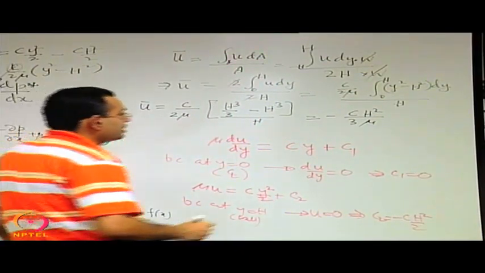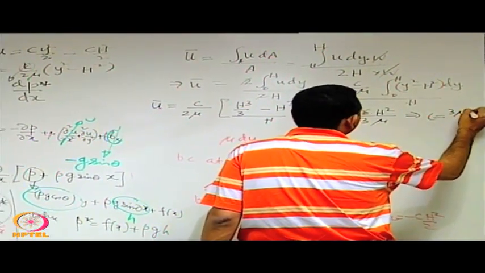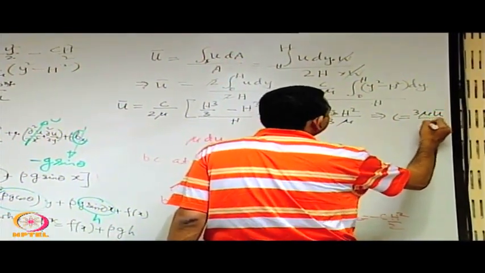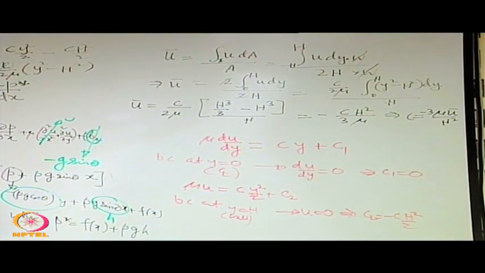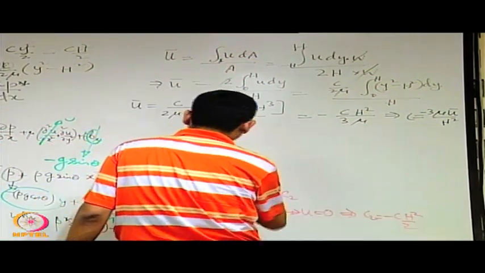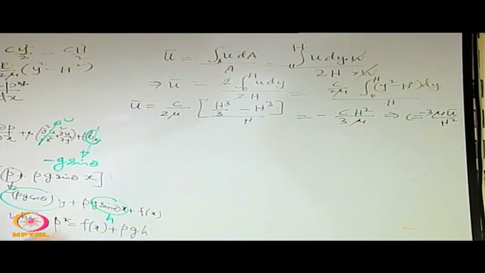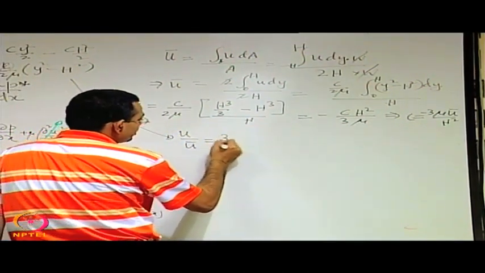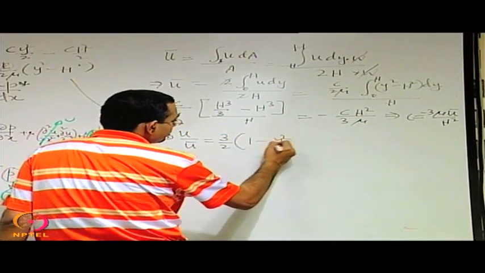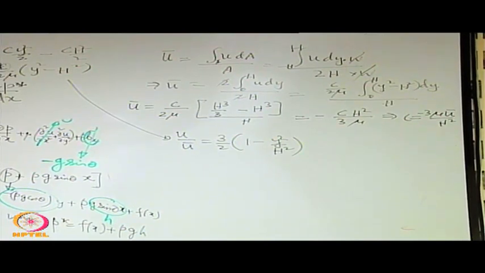So you can write c as minus 3 mu u average by h square, and if you substitute that in the expression for u, you will get from this expression u by u average is 3 by 2 into (1 minus y square by h square), and clearly the form shows that it is a parabolic velocity profile.